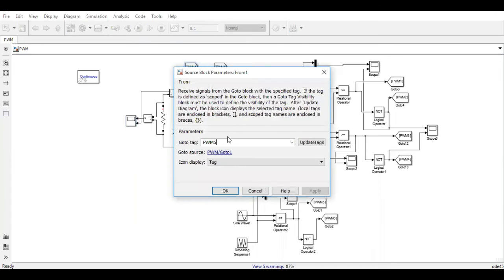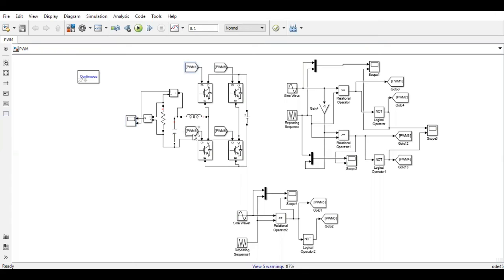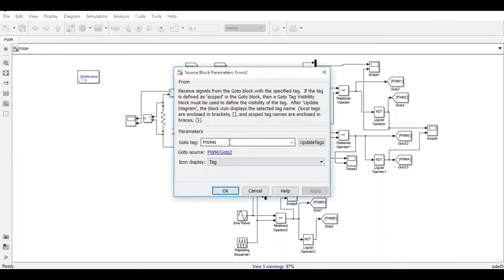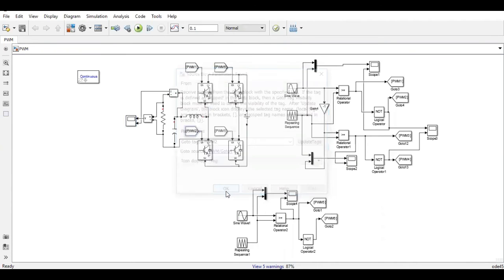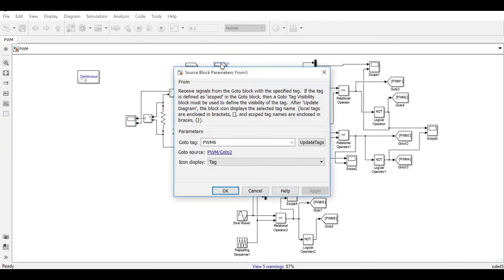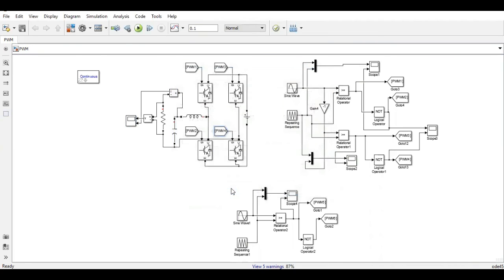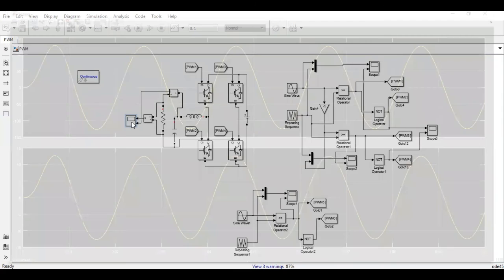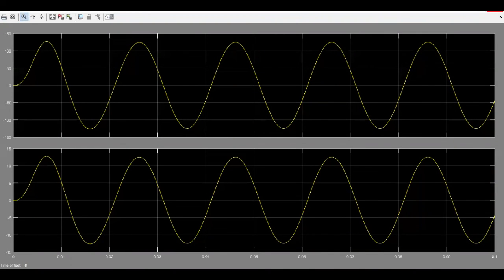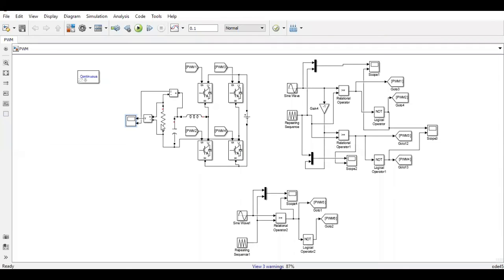Similarly, we can check our output for unipolar PWM, and again I am getting the ideal sinusoidal waveform with this filter present.